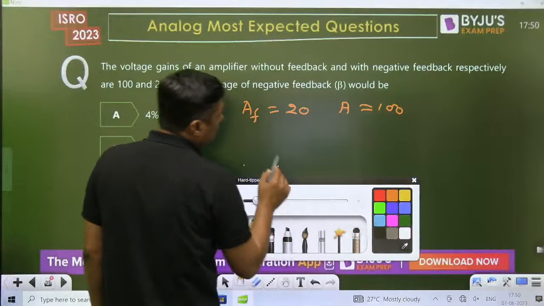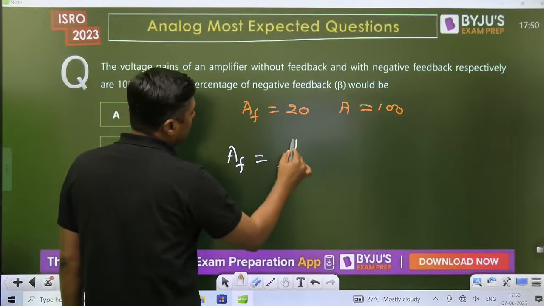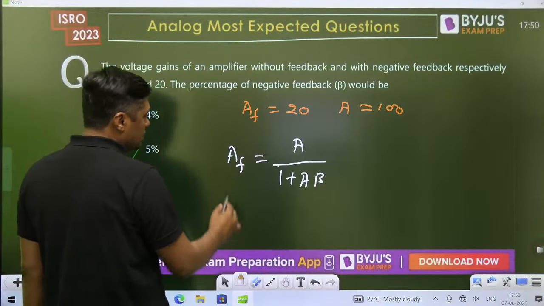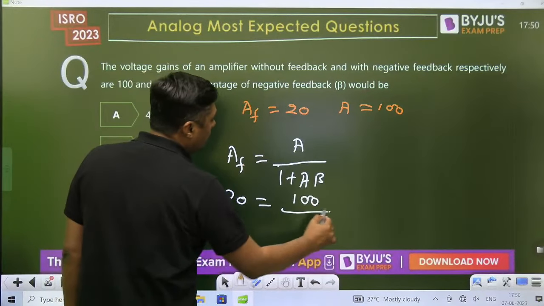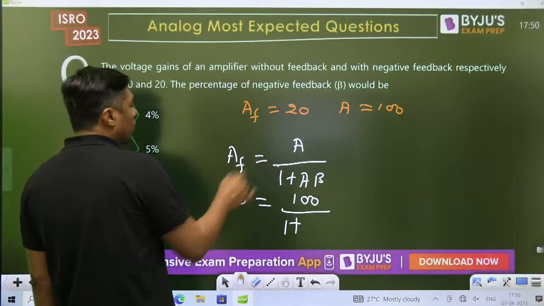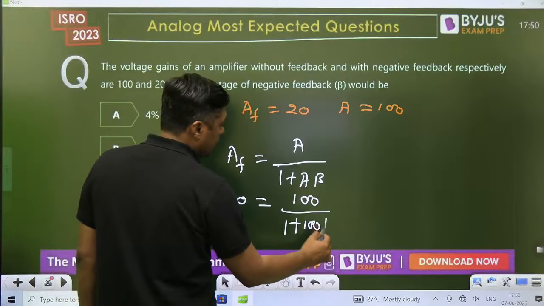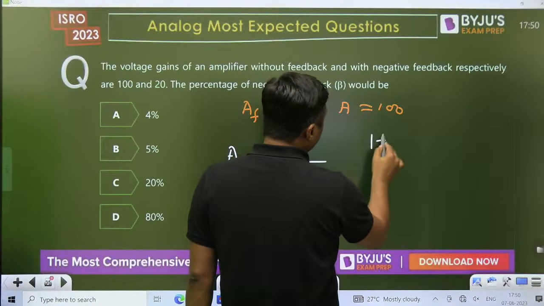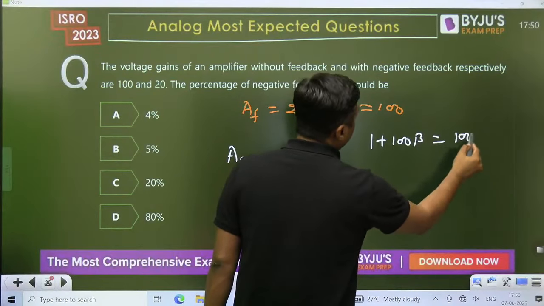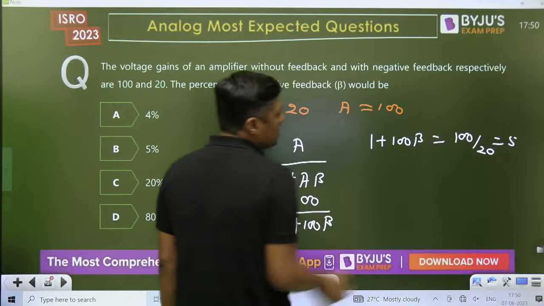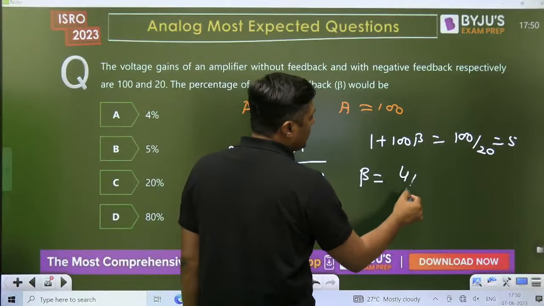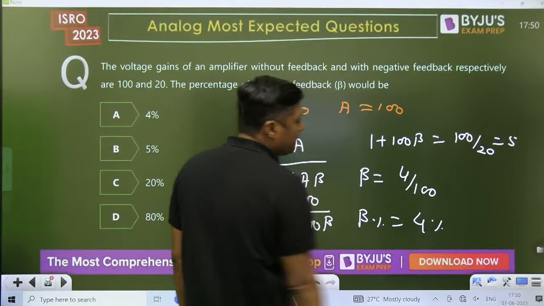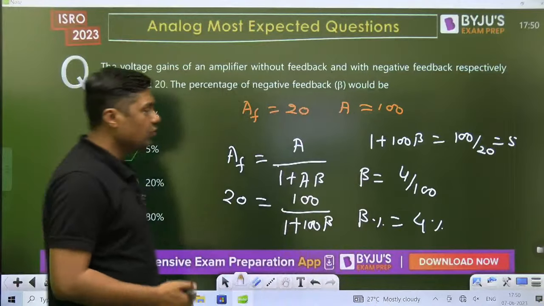Remember, AF is equal to A upon 1 plus A beta. 20 is given, and 100 is given. Always use the open loop gain. What is A here? 100, into beta. So 1 plus 100 beta is equal to 100 by 20, that is 5. 5 minus 1 is 4. So beta is equal to 4 by 100. In percentage, multiplied by 100, that is 4%. Very, very basic question.